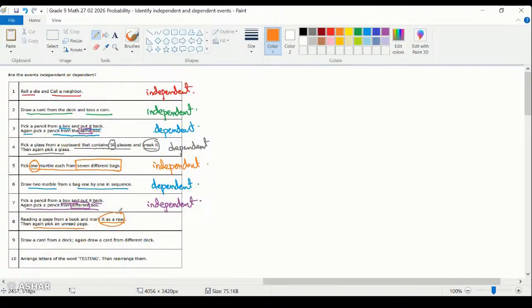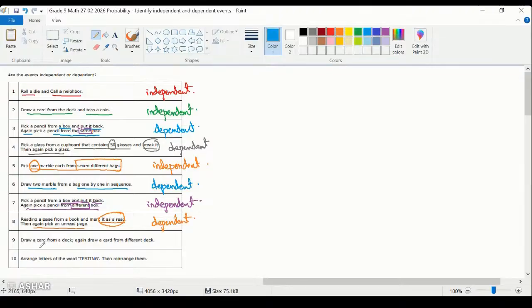But still, you are marking it read. Previously, there was a page that was unread, right? You change the category of the page to be read now. So if you mark a page to be read, then the unread pages would decrease. Increase in the number of read pages will decrease the number of unread pages. These are dependent events, right?